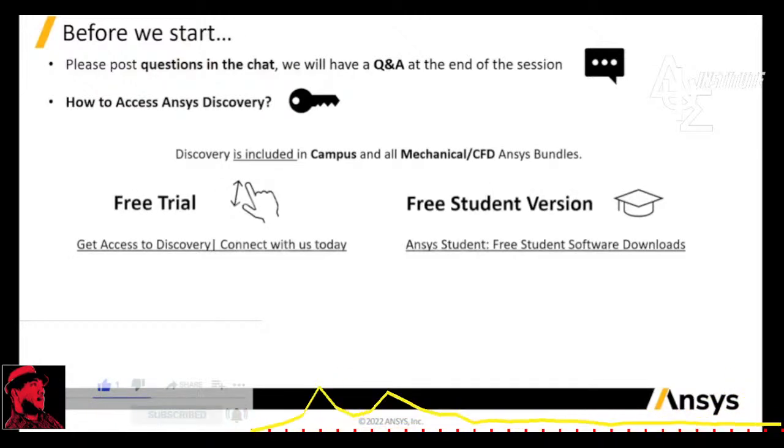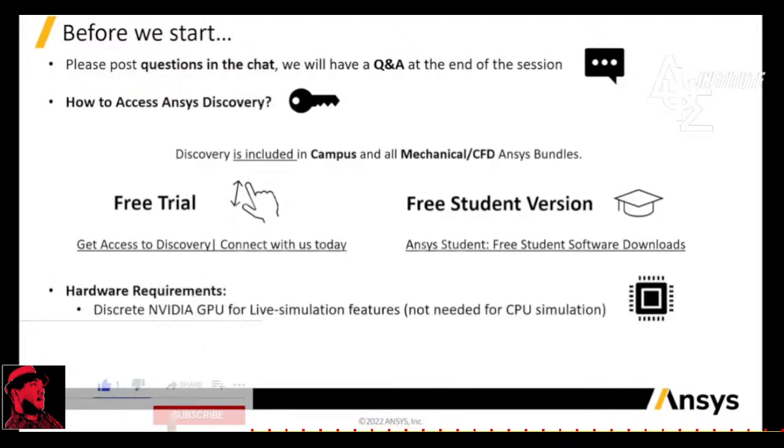If you haven't already, or if you're new to Discovery, I'd like to point out that it is provided if you have a campus and all mechanical or CFD license bundles, but you can also put in a request for a free trial for all students. Software is free to download. I would also like to give a quick heads up for those who haven't used Discovery yet, but maybe some of our other flagship models.